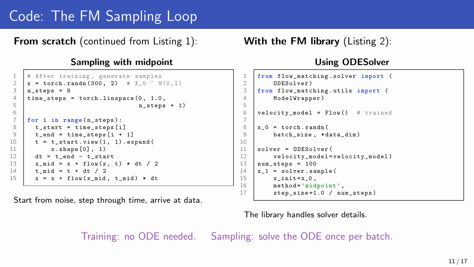With 8 steps on our 2D moons example, you get recognizable moons. With more steps, the quality improves. For production image generation, 20 to 100 steps is common.